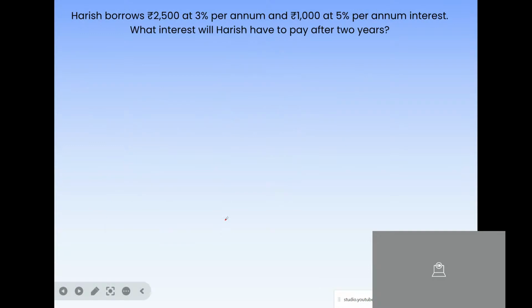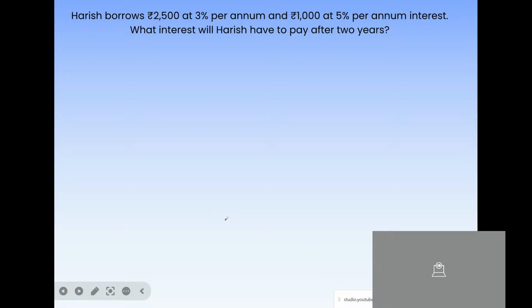Let's move to the next question. Now, there are two parts of this question as well. If you read the question, you will see that Harish borrows rupees 2,500 at 3% per annum and 1,000 at 5% per annum. Now, you would wonder why we are given two different quantities and what is happening in the question?